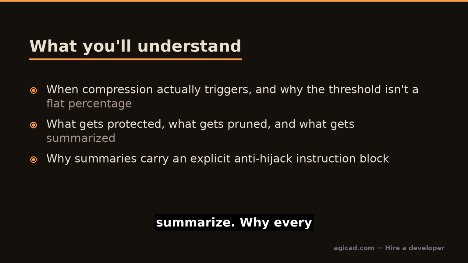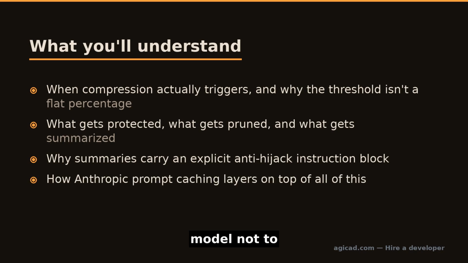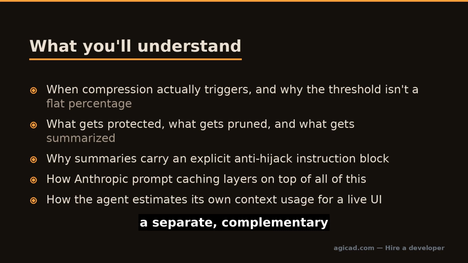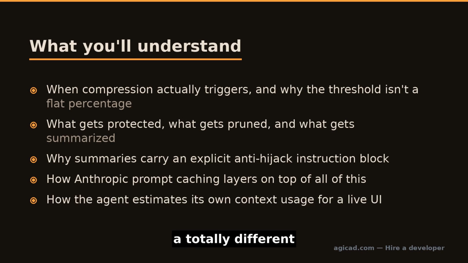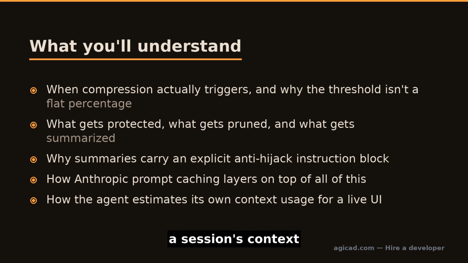Why every compacted summary ships with an explicit block of instructions telling the main model not to treat old, already finished work as something to resume. How Anthropic specific prompt caching sits on top of all of this as a separate, complementary optimization. And how a totally different module reuses the same token estimation logic to show a live, cursor-style breakdown of exactly where a session's context budget is going.